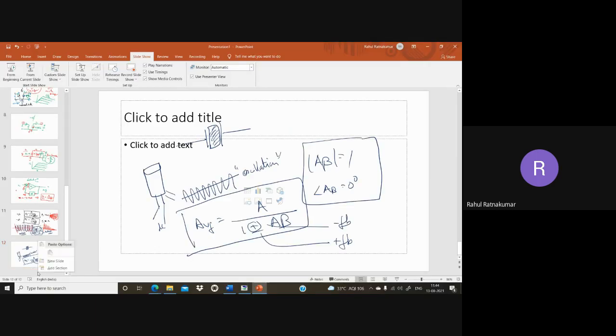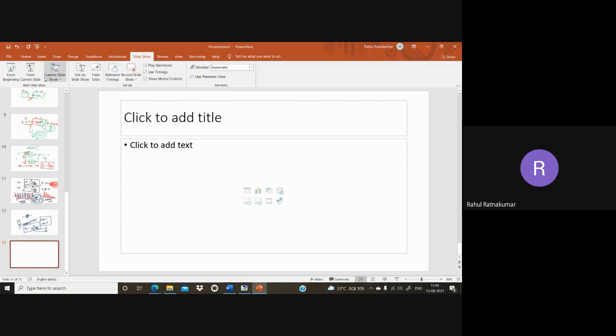So one more concept, if you've understood, I can briefly discuss: the concept of current mirror. So I'll just explain what a current mirror is. That's it.